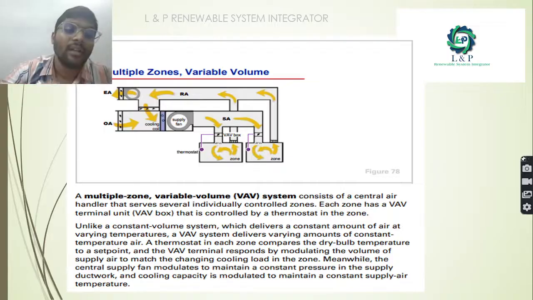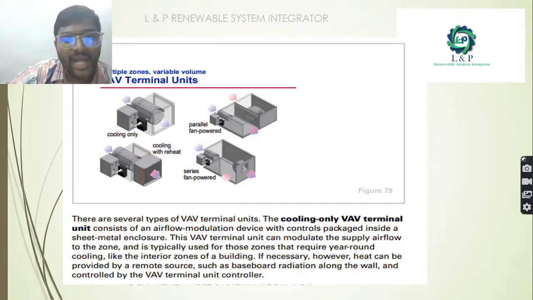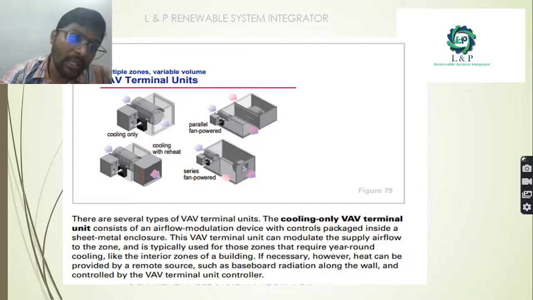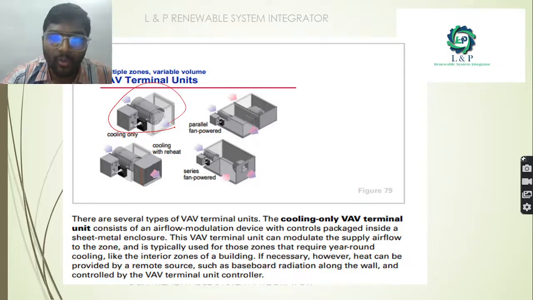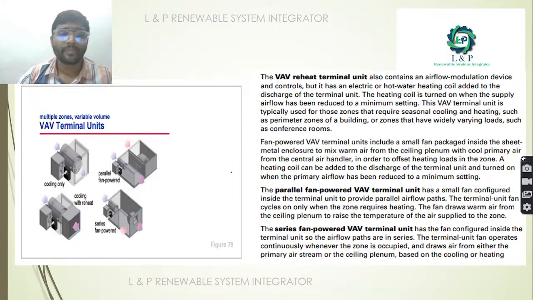As you can see here, the outside air is getting inside, and with the help of a cooling coil it is getting cooled down, and with the help of the supply air, you might be supplying to the individual rooms. So these are the variable air volume units. If you want to do only cooling, you can go with this type, or if you want parallel fan powered, you can go with this type. If you want cooling with the reheat option for the VAVs, you can go with this type, or if you want serial powered variable air volume terminals, you can use this model.